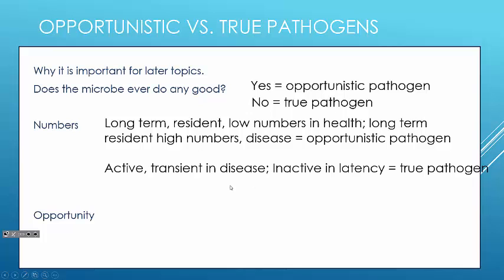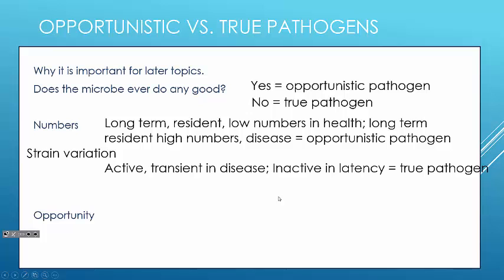Now, here's an example of a true pathogen. Cholera is never found resident in the human unless it's causing disease. It's a true pathogen. Here's another one. TB can be found in active state, causing active tuberculosis, or it can be walled off and sitting around waiting for better times in inactive tuberculosis. In neither case is it causing any good, so it's a true pathogen.